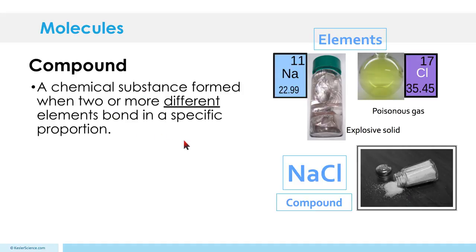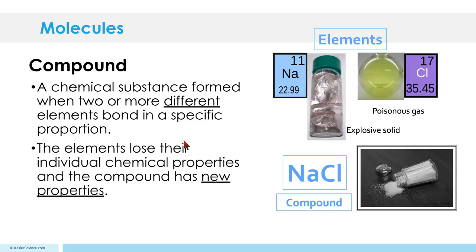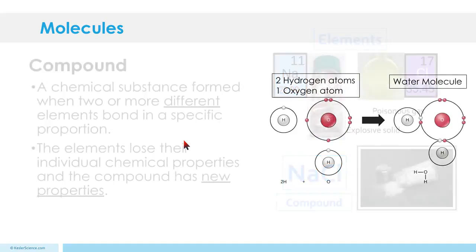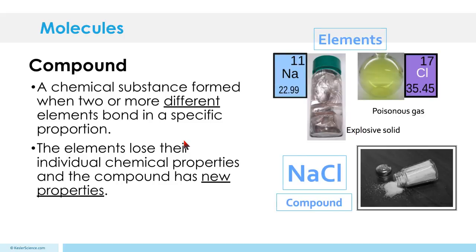But we now know that a molecule is 2 or more atoms, but a compound is 2 or more elements. And you've got to understand the difference between a molecule and a compound. So let's do a quick test. We have O2. Is that a molecule or a compound? That is a molecule.